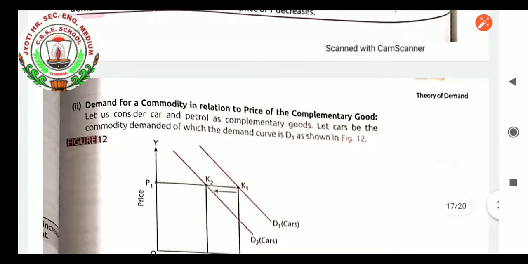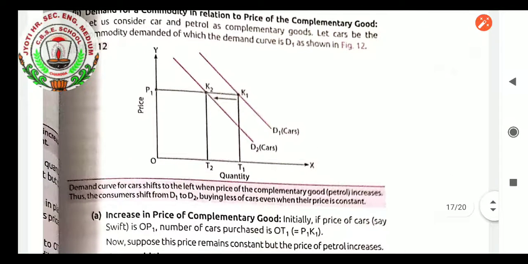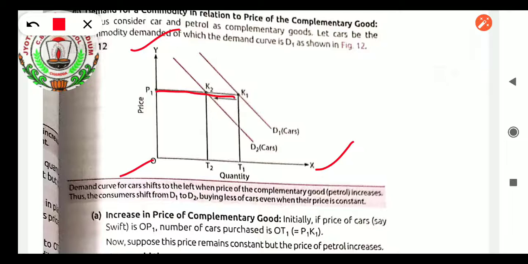Demand for a commodity in relation to the price of complementary goods: let us consider car and petrol as complementary goods. Let car be the commodity demanded, of which the demand curve is D1 as shown in figure number 12. Here is the y-axis, here is the x-axis and the origin 0. Students, the price is constant here but demand is shifting back from D1 to D2, the second demand curve.